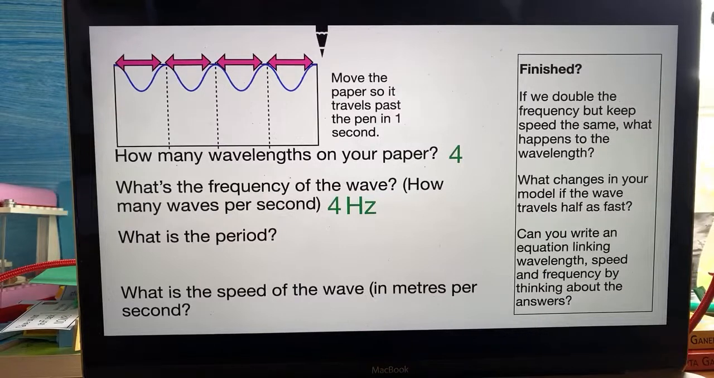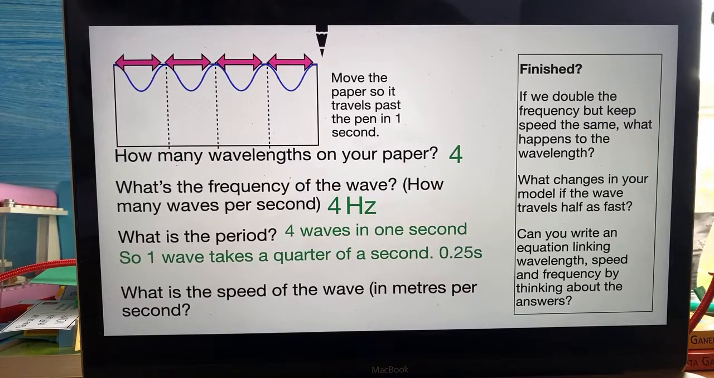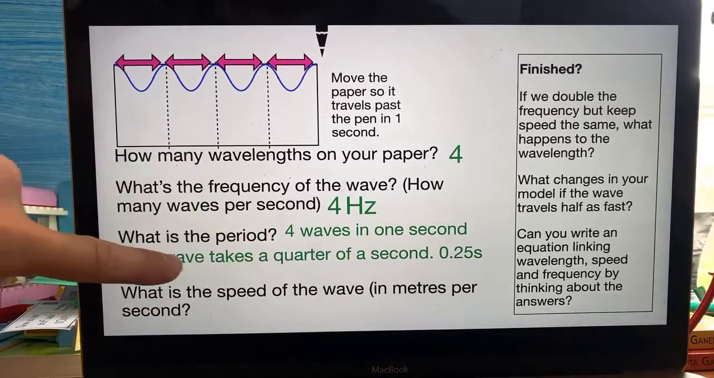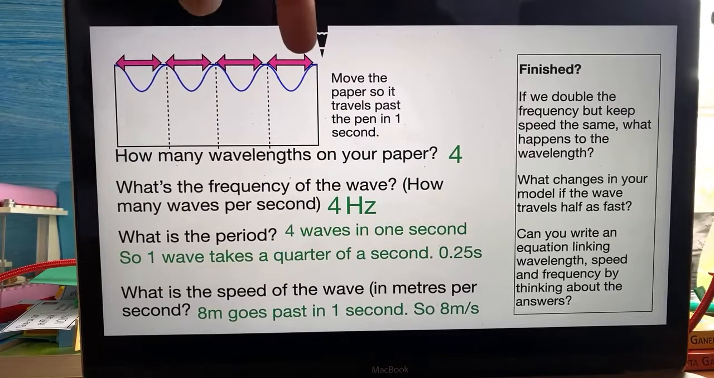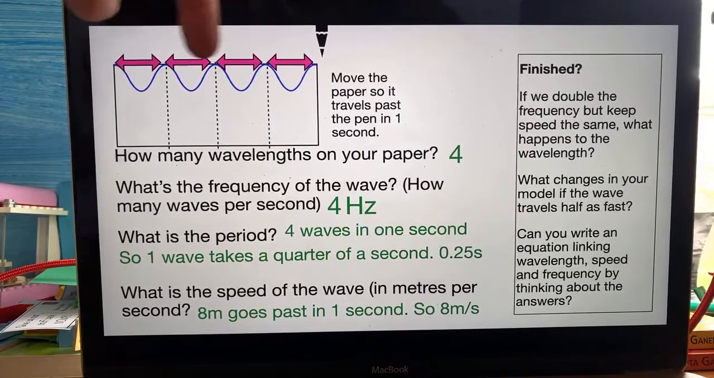Okay, chums, let's go through the answers. So the period, that's how long it takes one wave to go past a certain point. So if there's 4 waves taking 1 second, it must take one wave a quarter of a second. So that's 0.25 seconds. And the speed of the wave, well, it's in meters per second. You might have decided to do the speed of one wave, which would have given you the wrong answer. The speed of the wave is how much of it travels past in 1 second. So 8 meters goes past in 1 second, because we've got 4 wavelengths that are all 4 meters. So the speed of the wave is 8 meters per second.